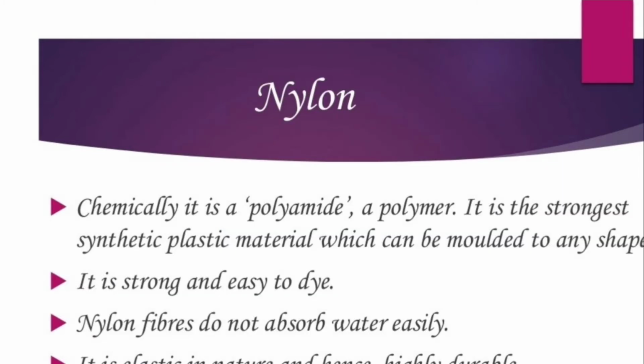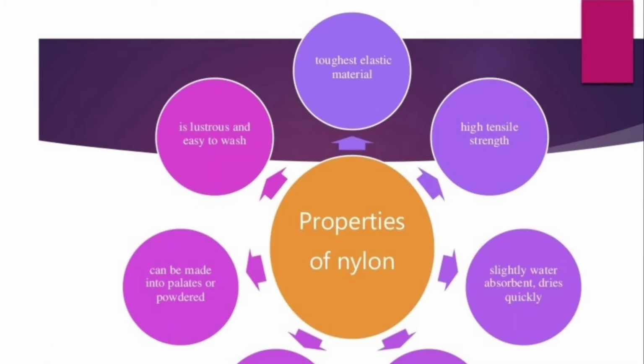Then the next one is nylon. Nylon is another synthetic fiber which is strong. Chemically it is a polymer, strong in nature. It is the strongest synthetic plastic material which can be molded into any shape. It is strong and easy to dye. Nylon fibers do not absorb water easily. It is water repellent. And this is the strongest of these synthetic fibers.